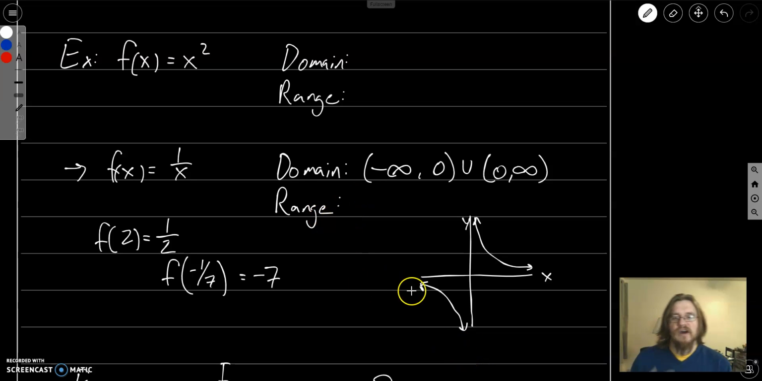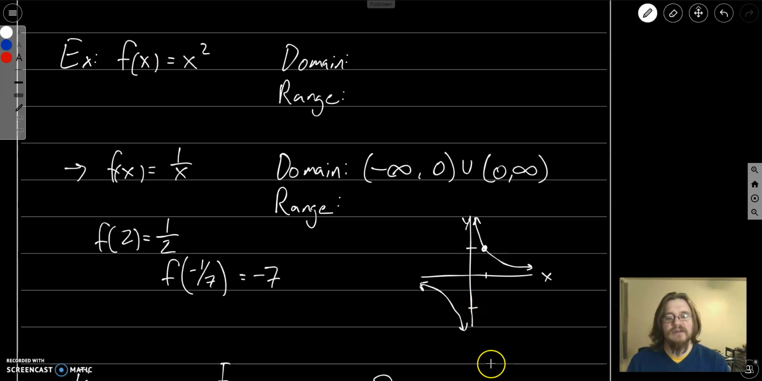So the range is going to be all possible values that we could ever get. So the values, the outputs of our function, we're going to use y, the y-axis, to represent these. So then the question is, okay, so here's a y value right there. Can we get it? Yep. Right there. If we plug in this value of x, we get that value of y.